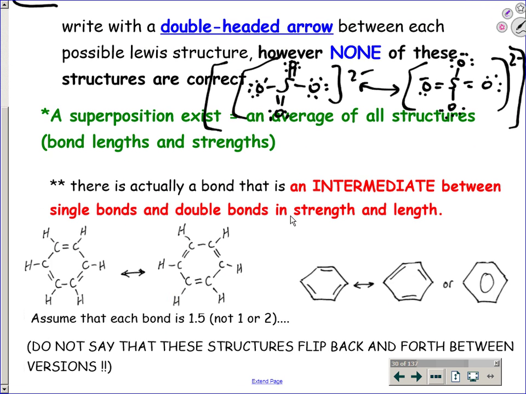So what I was just mentioning is that since this double bond, or these double bonds are spread about the molecule equally, we call that a superposition. The entire molecule has kind of meshed into a single molecule, which we don't really draw. We draw the resonance structure instead.